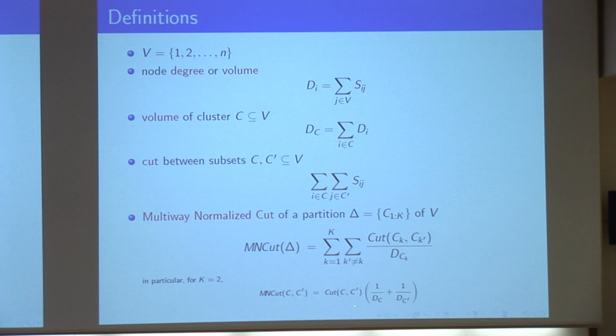And this definition immediately generalizes to this definition, where I can think of breaking the set V into k parts. So getting a partition, a clustering delta. And this is a definition. It's the cut between a cluster and a different cluster normalized by the volume. And it's going to be the sum of the normalized cuts of all pairs if you decompose the sum.